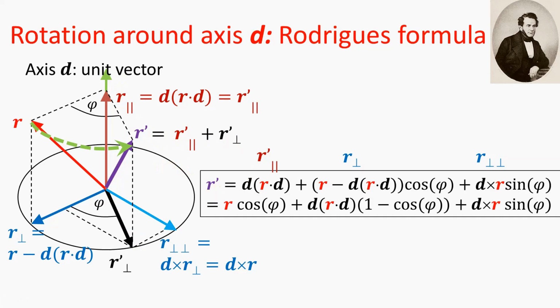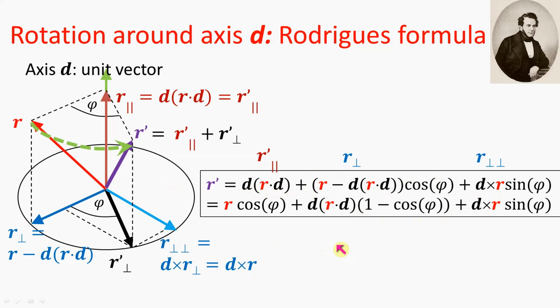So the rotated vector is the transformed parallel component, which is equal to the original parallel component, which could be expressed in this form. This is here. The perpendicular component multiplied by cosine phi and R perp perp multiplied by sine phi. And we replace R perp and R perp perp by their respective formulae. We often rewrite this formula by grouping the terms that contain this D multiplied by the dot product of R and D. This formula is called the Rodrigues formula.